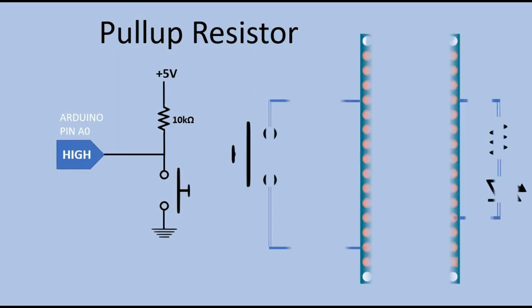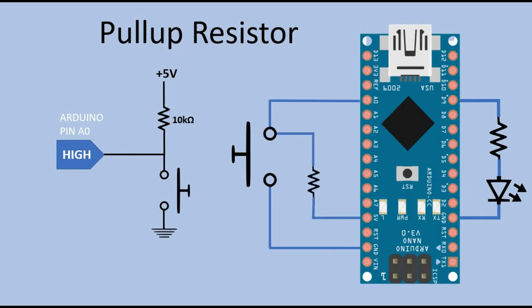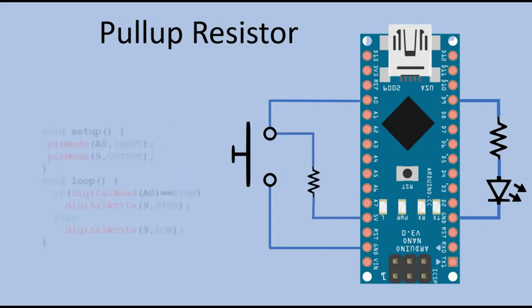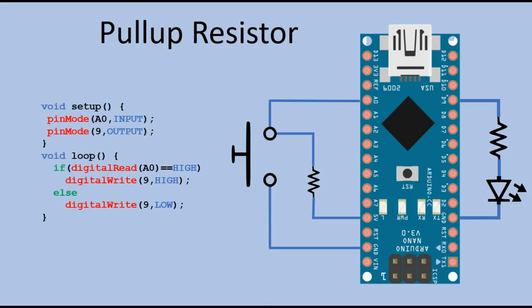Let's adjust our prototype and add the pull-up resistor. We will use the same code. In this scenario, when the button is not pressed, pin A0 is pulled up to 5 volts. A high signal is detected at the pin, and that results in a high signal being sent to digital pin 9, and that turns the LED on. When the button is pressed, we read a low signal at pin A0, and that turns the LED off. After releasing the button, we read a high signal again, and the LED is back on.